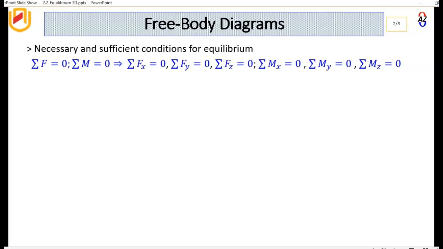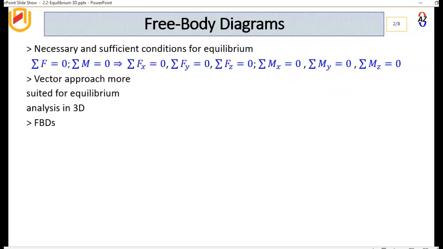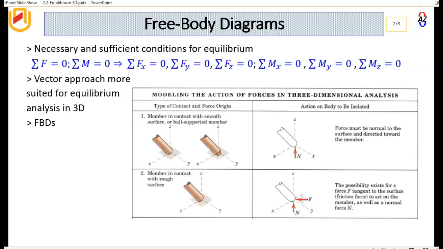So we define what is called the necessary and sufficient conditions for equilibrium, which are that the summation of forces must be zero and the summation of moments must be zero. In the orthogonal directions x, y, and z, this can be split up into summation of forces in the x, y, and z equal to 0, and summation of moments in the x, y, and z equal to 0. The vector approach is more suitable for equilibrium analysis in three dimensions, as we'll see later.